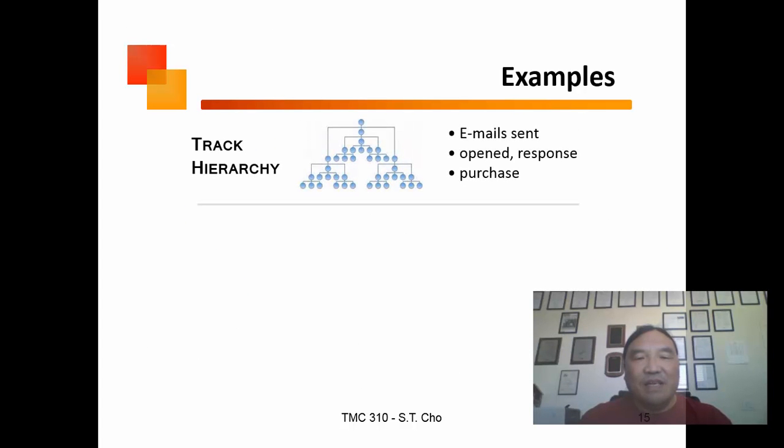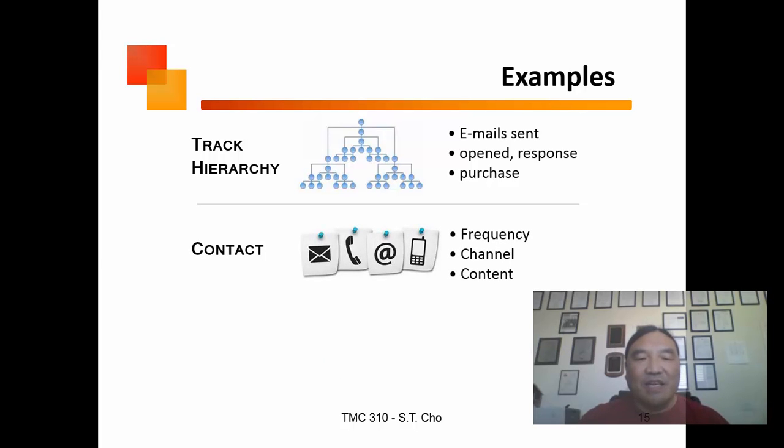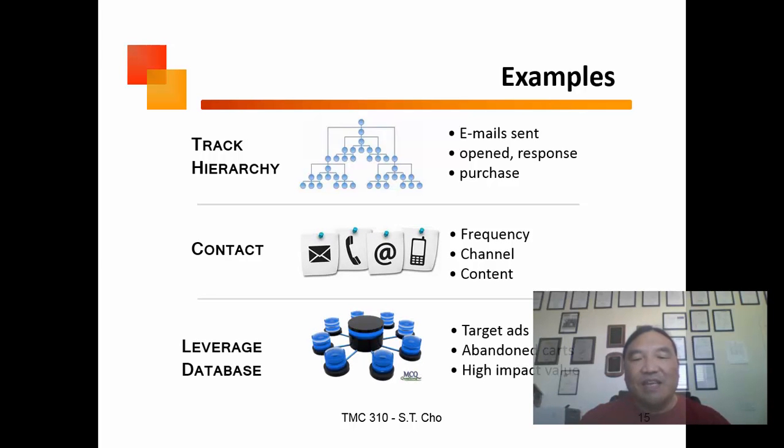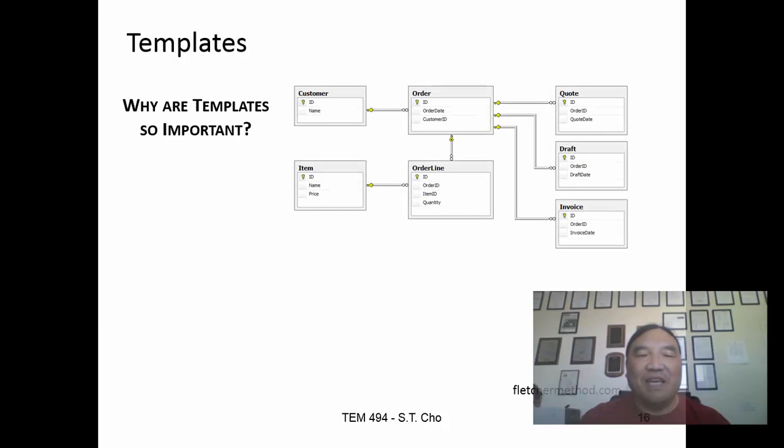Now, some examples of the things it does: it helps me track engagement, that is, when emails are sent, opened and responded to. It gives me a contact list. And it also gives me a database where I can start formulating ad campaigns and that sort of thing. Also, abandoned carts and elements like that are an opportunity to make money.